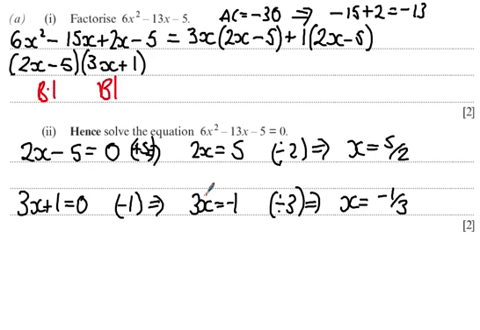In the next part, I get 1 B1 mark for this answer of 5 over 2, and 1 B1 standalone mark for this answer of minus 1/3. In the second part, you can follow on if you have the wrong brackets here, if you've found the solutions correctly here.